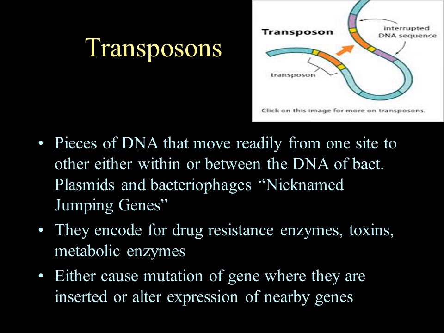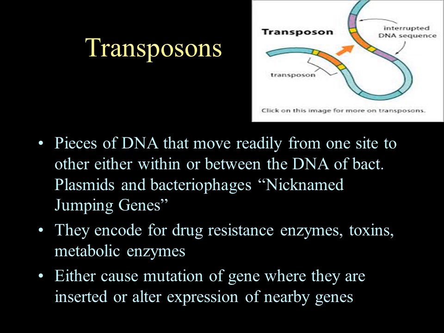So transposons are small pieces of DNA that move readily from one site to another, either within or between the DNA of bacteria, plasmids, and bacteriophages. These three components can have transposons, and these are also called the jumping genes. They can't stay at a certain place. They can move from a plasmid to the chromosome, or from a chromosome to bacteriophages. So they keep on changing the genetic makeup of a bacteria.